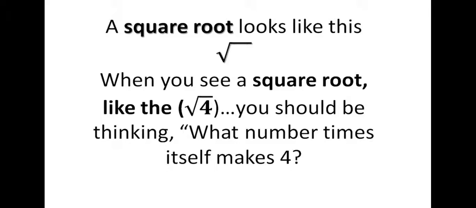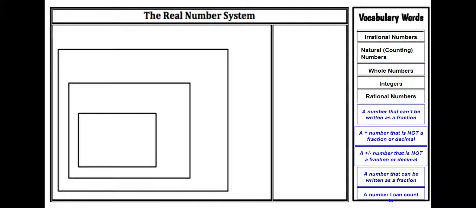If I saw the square root of 9, I would think the answer is 3 because 3 times 3 makes 9. If I saw the square root of 16, the answer would be 4 because 4 times 4 is 16. Those are perfect squares, but what happens when you have the square root of a number like 5? You get a whole bunch of decimals. Try it on your calculator. But it's important that we know that there are perfect squares and imperfect squares. That's going to help us with our real number system anchor chart today. We're going to make our anchor chart.